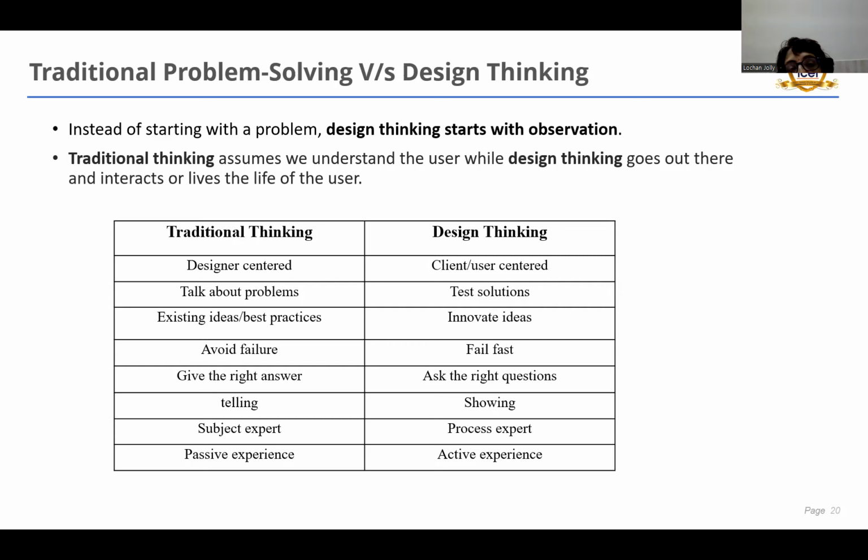Traditional is about telling the user what is right for them, but design thinking is showing to the users and understanding what is right for them. As I told you, in the traditional approach the subject expert is the center of this whole process. In design thinking it is a process expert, and a team that is working on it. The traditional approach is a passive experience, that is, you are not actively involved in it, whereas in design thinking there is active involvement of the users and the designers in the process.